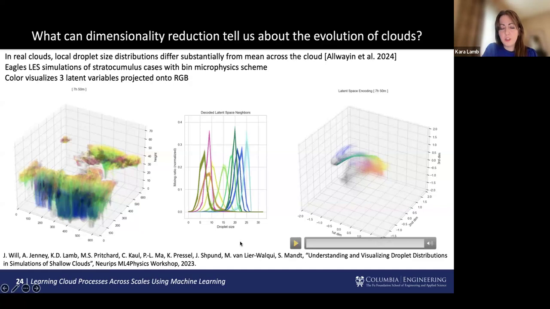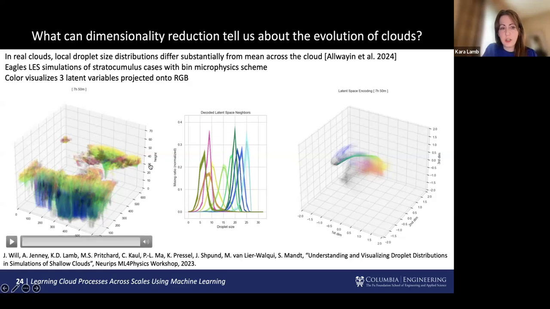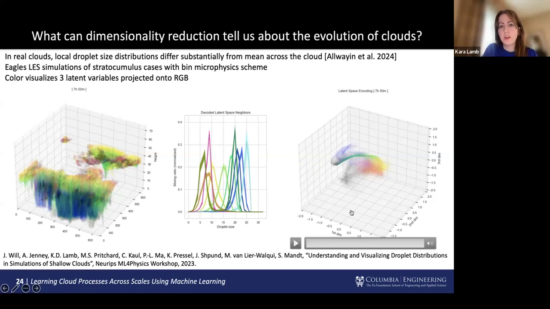So this particular study was published in the NeurIPS ML for Physics workshop last year, and we're looking at this as a visualization technique, but you could also imagine that these types of approaches might be useful for describing the microphysical state of this entire cloud field at the subgrid scale in a very compact and simplified way that's telling us something about where the microphysical state of the cloud is at any particular time.